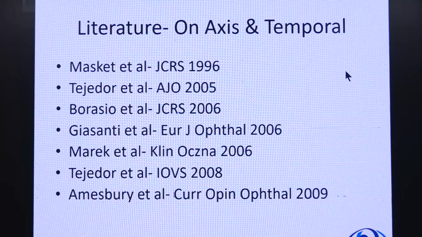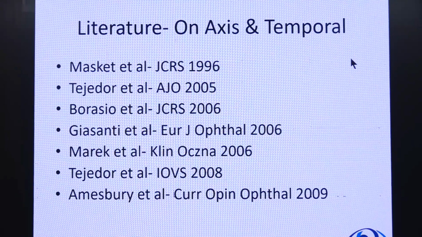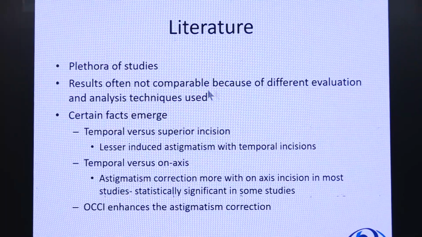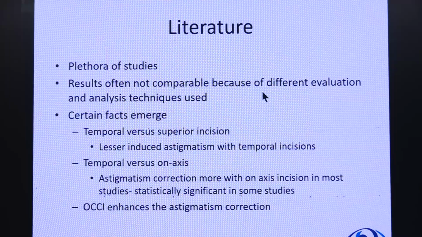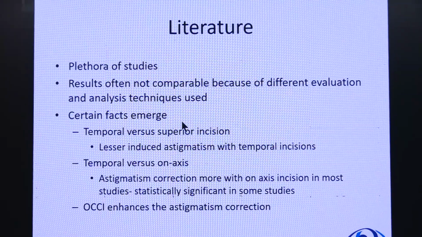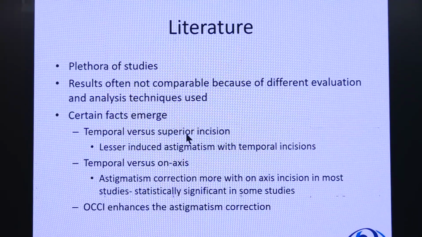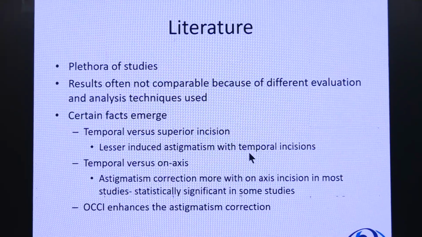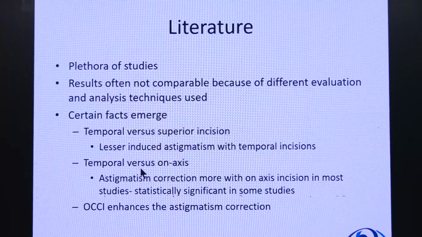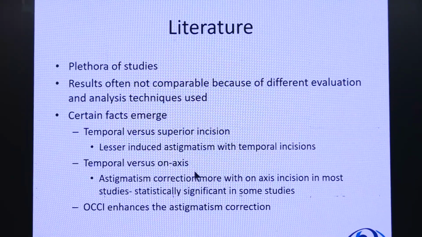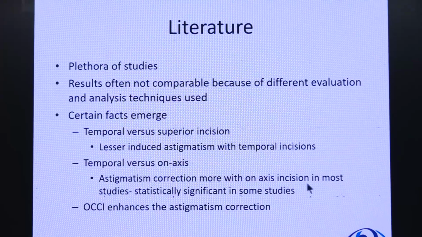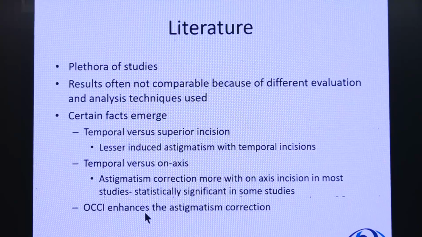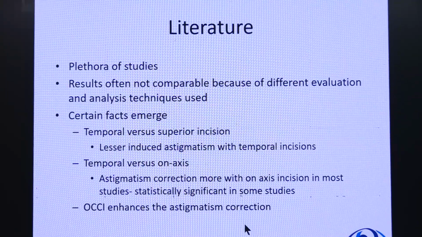Coming to literature, there's a lot of literature on comparing on-axis and temporal incisions and on OCCIs. So there's a plethora of studies, but the results are often not comparable because of different evaluation and analysis techniques. Certain facts do emerge, however, that in temporal versus superior incisions, lesser induced astigmatism is present with temporal incisions, which is, as we already understood now, why. And in temporal versus on-axis, astigmatism correction is more with on-axis in most studies, and it is statistically significant in some studies. OCCI enhances the astigmatism correction.